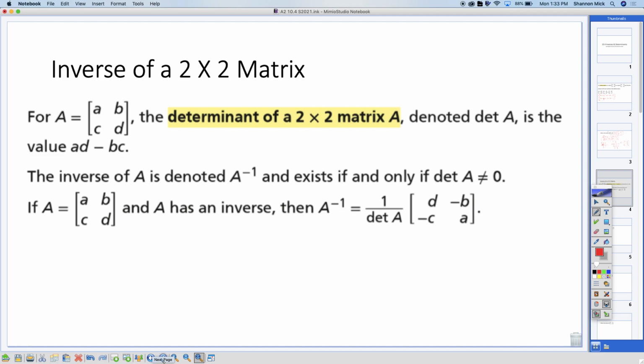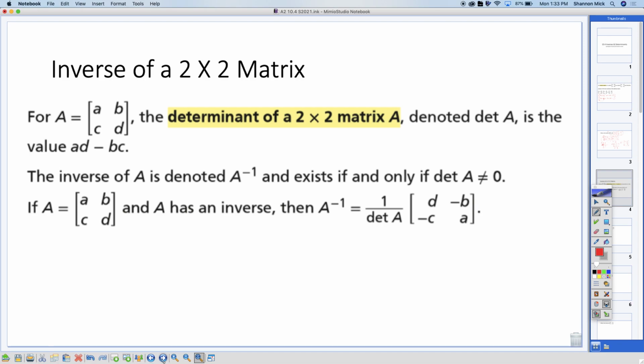So, for A equals [A, B; C, D], the determinant of a 2x2 matrix only. Got me? What I'm showing you only works for a 2x2 matrix. Am I clear? If you get a 3x3 or a 4x4, you have to add columns and do kind of the same thing, but we're not going to do that. We're doing 2x2 and that's it.